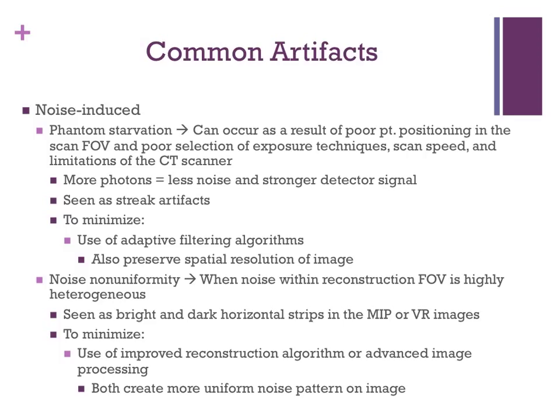Another type of noise-induced artifact is related to noise non-uniformity. This is when noise within the reconstruction field of view is highly heterogeneous. It can produce bright and dark horizontal strips in the MIP or the VR images. You can see an example of this in figure 947 in your book on page 198. This type of artifact can be reduced with either an improved reconstruction algorithm or an advanced image processing. Both of these methods create a more uniform noise pattern in the final image.